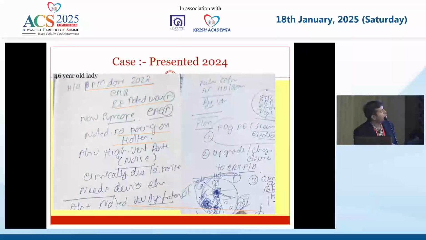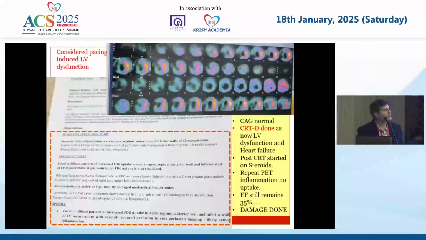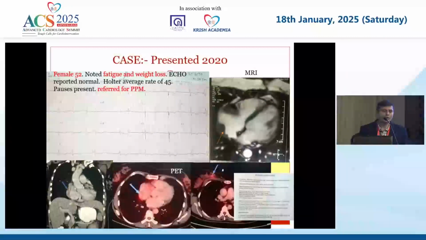So this was a patient who had a pacemaker done, EF was noted normal, everything evaluated, but LV dysfunction was then noted within 2 years. Ejection fraction had decreased to 35% on follow-up. And if you see the PET scan, the whole of the anterior wall was showing an increased uptake. By the time we intervened by doing a CRTD, the damage was done and the ejection fraction still remains at 35%. So very important to see the cause rather than just see why the patient has had bradycardia. It's very important to see the cause.